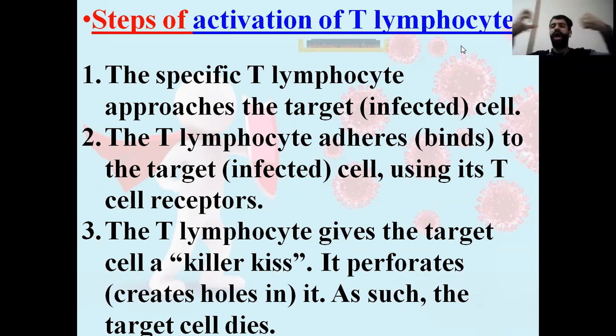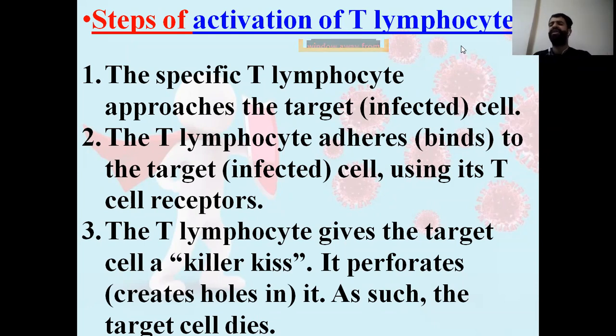So the water will go out of the cell and the components of the cell will go out of it, and this will lead to the death of the target cell. This is called the killer kiss. So the T lymphocyte has three important steps for activation. First, the specific T lymphocyte approaches the target cell. It's very similar to the steps of phagocytosis, except in the last step.